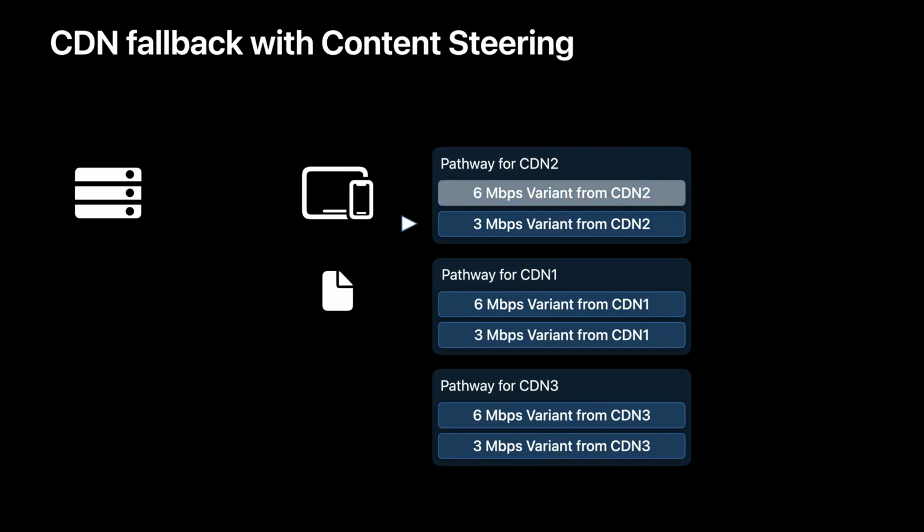Then, in case of failures, the client will first exhaust fallback variants within the current pathway, and fall back to the most preferred pathway according to its current pathway priority. In this case, if all variants from CDN2 were errored out, the client player can start to choose from variants from CDN1, which is the next preferred pathway.